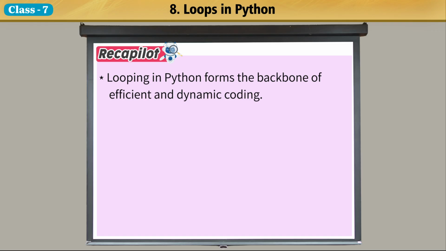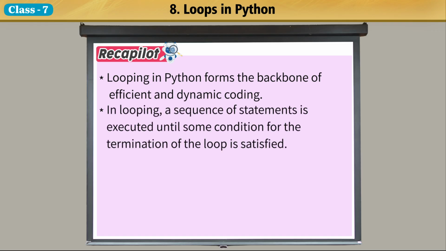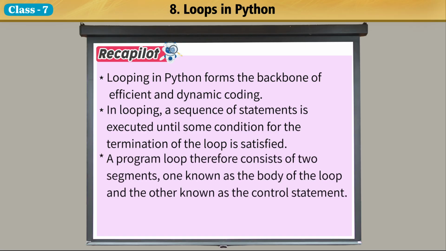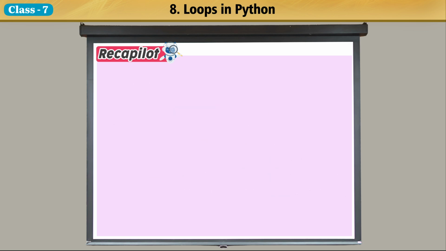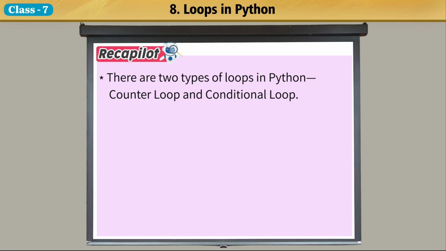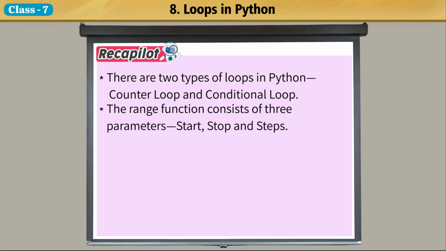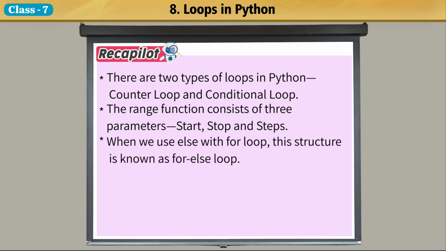Recapitulate. Looping in Python forms the backbone of efficient and dynamic coding. In looping, a sequence of statements is executed until some condition for the termination of the loop is satisfied. A program loop therefore consists of two segments, one known as the body of the loop and the other known as the control statement. There are two types of loops in Python: counter loop and conditional loop. The range function consists of three parameters: start, stop and step. When we use else with a for loop, this structure is known as a for-else loop.